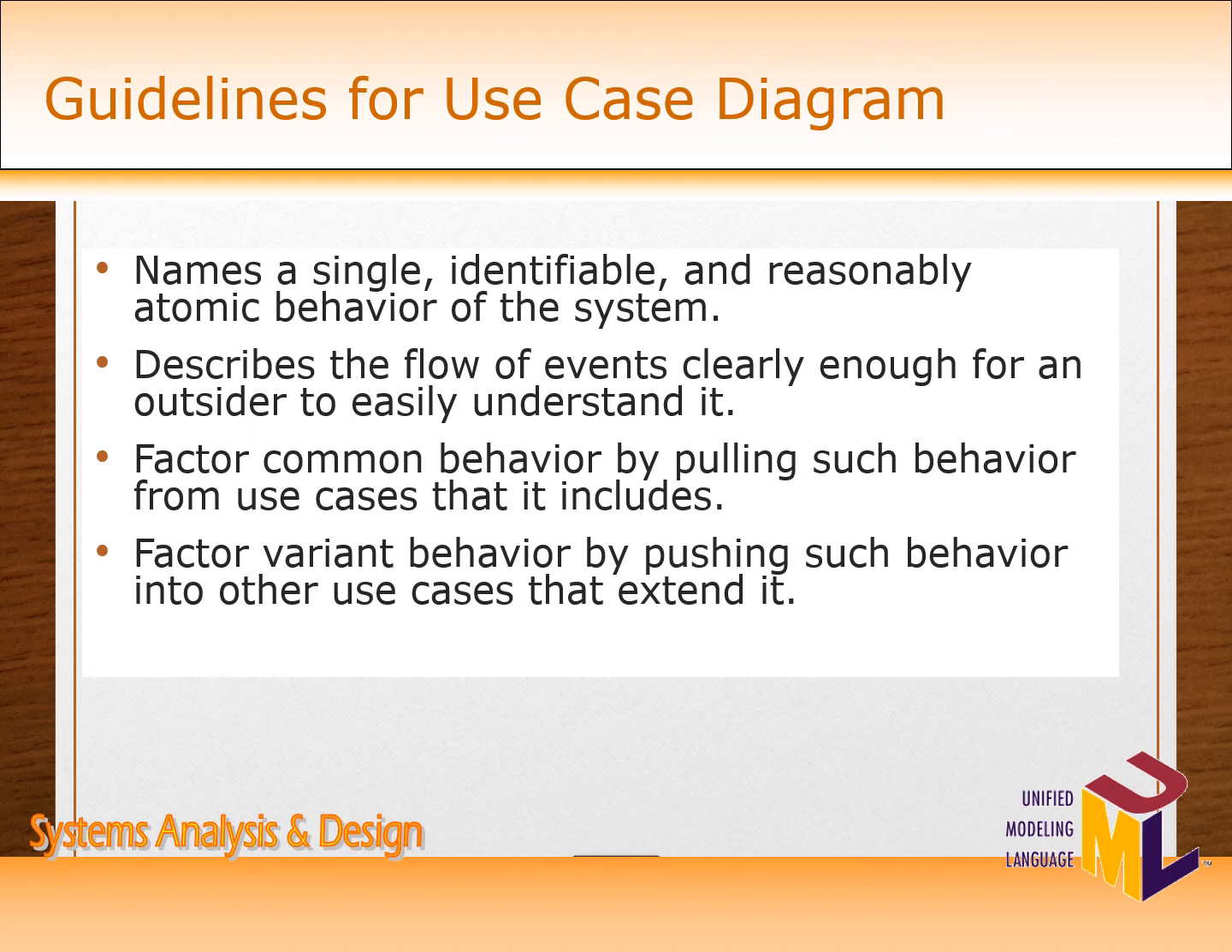Factor common behavior: things which can be grouped together, you group together. Factor variant behavior: behavior which is different, you try to make it an extend relationship.